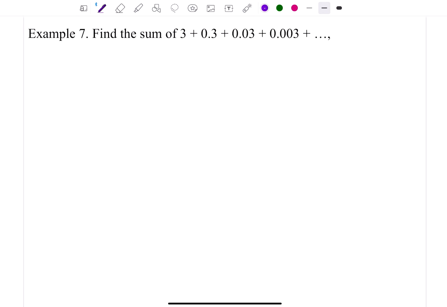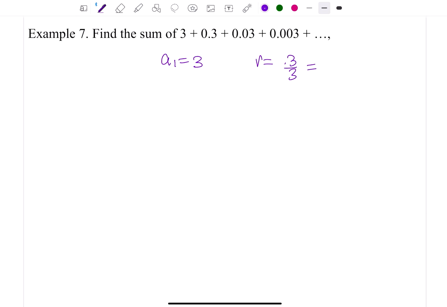So here we want to find the sum of this series. Let's go ahead and first see if it's a geometric series. Yes. What's the A1 here? A1 is 3. What's r? What are we multiplying by as we go? We can divide any two consecutive terms to figure out the r in this case. So r would be 0.1 here.